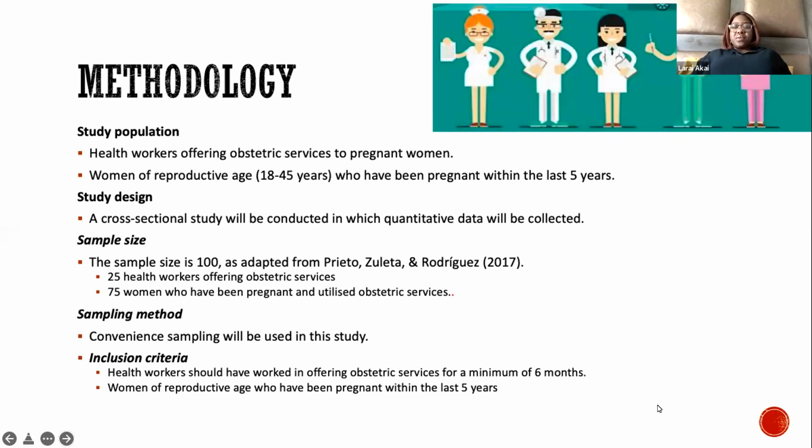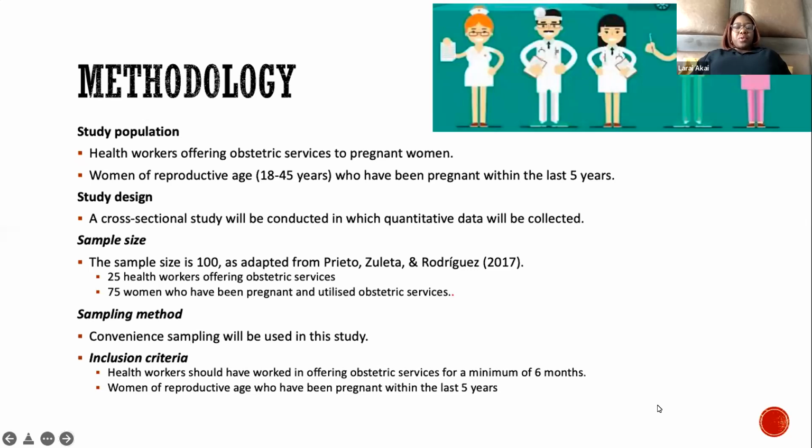The study design is going to be a cross-sectional study on which I will collect quantitative data. And the sample size is going to be 100 individuals, in which I will have 25 health workers who are offering obstetric services. And then I'll also have 75 women who have been pregnant and have utilized obstetric services in the last 5 years. And then for the sampling, I'm going to use a convenient sampling method because of the peculiarity of the setting in which I'm doing the study.